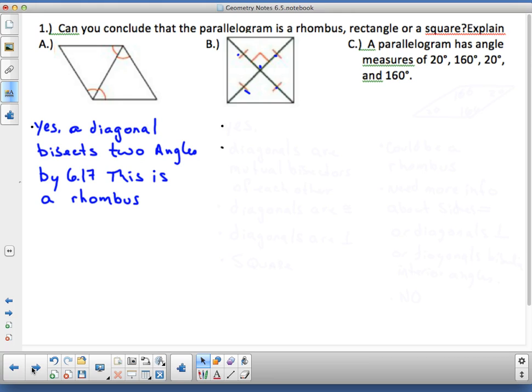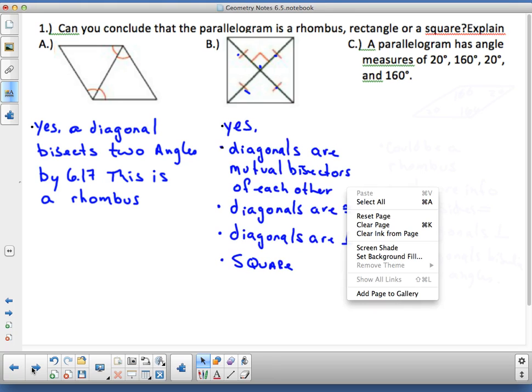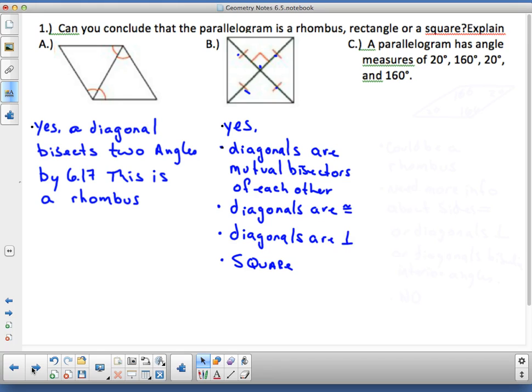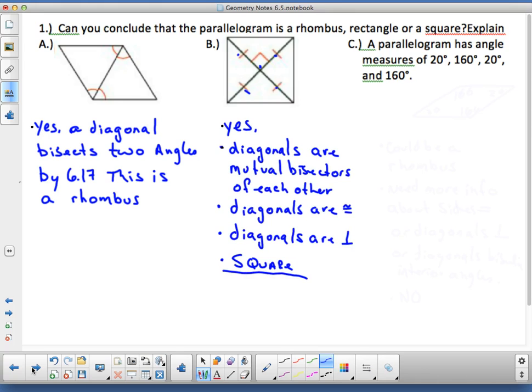And because I have a bunch of properties coming together here, I'm listing them. Yes, I can determine what's going on here. Diagonals are mutual bisectors of each other. Okay, they've been equally split. Diagonals are congruent. Well, congruent diagonals is a rectangle. Diagonals are perpendicular. Perpendicular diagonals are a rhombus. So a rectangular rhombus is a square. Okay? So that's how we come to this final conclusion. It's a square. That's how we came to that one being a rhombus.